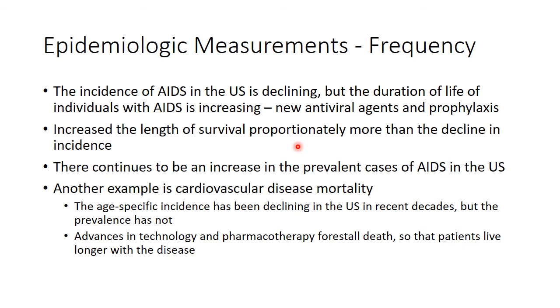Another good example of this would be something like cardiovascular disease mortality. Now, if you were looking at age-specific incidence, so taking age into account, that has been declining in the U.S. in recent decades. But on the other hand, the prevalence really hasn't. A lot of that has to do with advances in technology, things like percutaneous interventions and newer pharmacotherapies. They tend to increase life, so the people who have the disease tend to live for longer, right? So again, you can see these changes happen all the time based on treatment and changes in incidence. Just be aware that these different factors can play into not only the incidence of disease, but also the overall prevalence amongst the population.